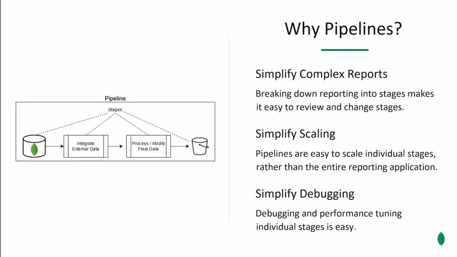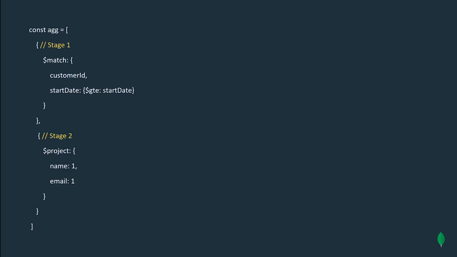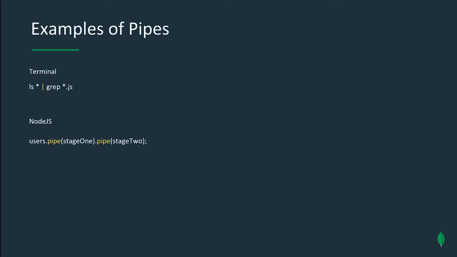So pipelines might sound familiar, and that's because the MongoDB aggregation framework uses them. So as we can see here, we have two stages. Our first stage is our match stage, where we're looking for that customer ID and anything that has a start date greater than our start date. And our second stage, we're just projecting the specific name and email. Another example of stages you may have seen or used is on the terminal. So you may have done something like a list and piped it into grep to look for specific files. Or maybe on NodeJS, you've utilized the piping to pipe one stage right into the next. And by doing that, you simply call .pipe. So this is great. We integrate pipes into our application. We have a lot of customers who are happy.